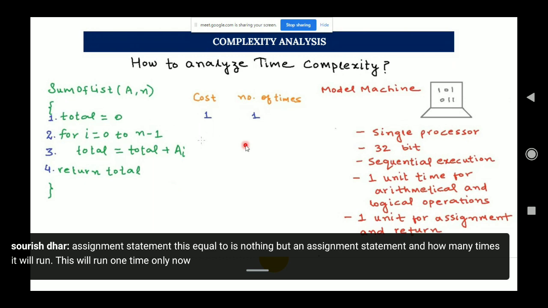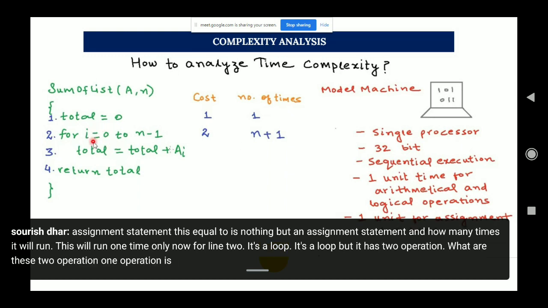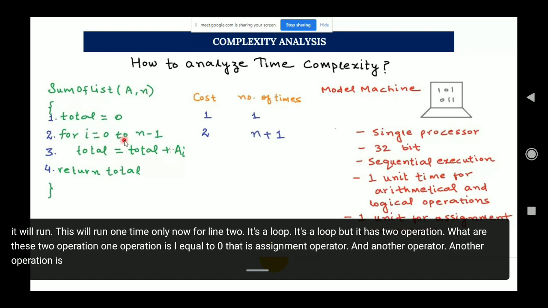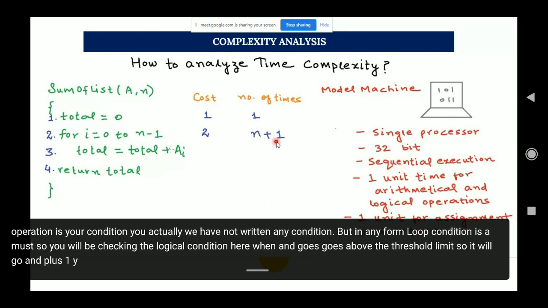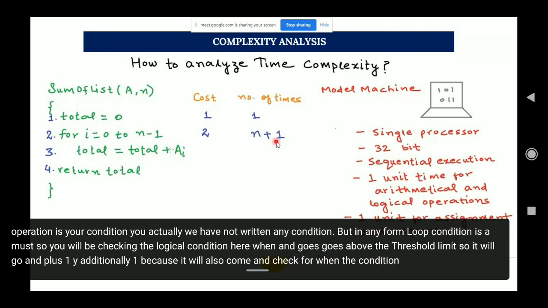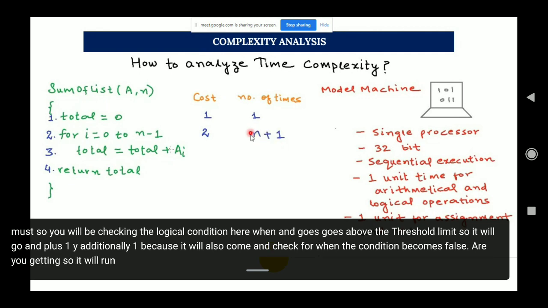Now for line 2, it's a loop, but it has 2 operations. What are these 2 operations? One operation is i equal to 0, that is the assignment operator. And another operation is your condition. We have not written any condition, but in any for loop, a condition is a must. So you will be checking a logical condition here for when i goes above the threshold limit. So it will go n plus 1. Why additionally 1? Because it will also come and check for when the condition becomes false. Are you getting it? So it will run n plus 1 times.